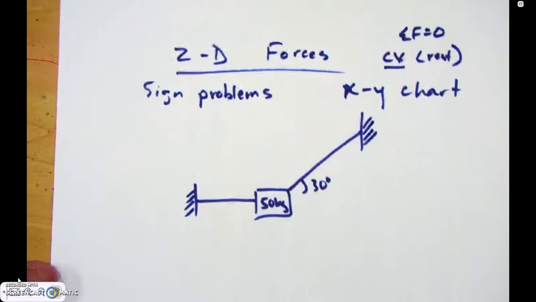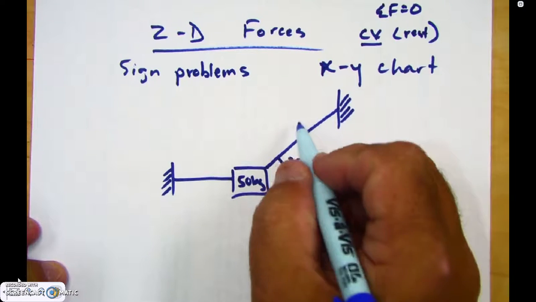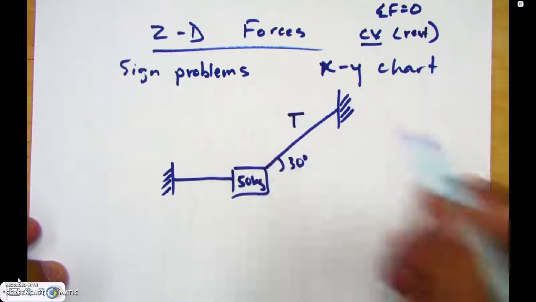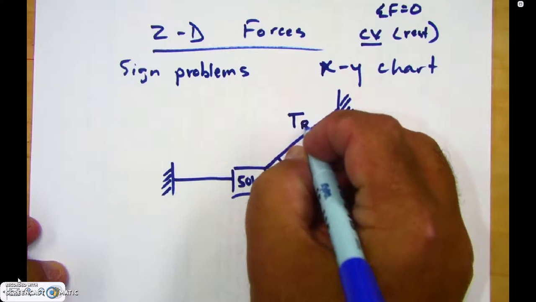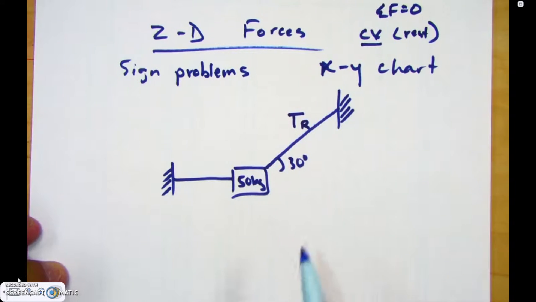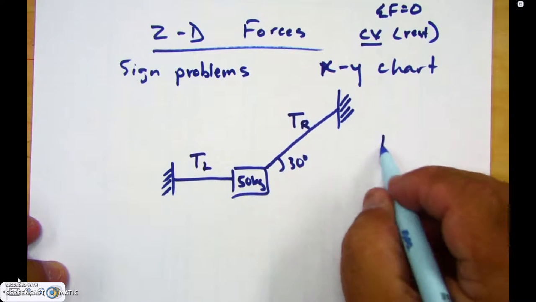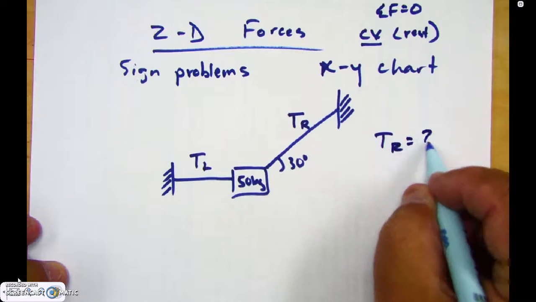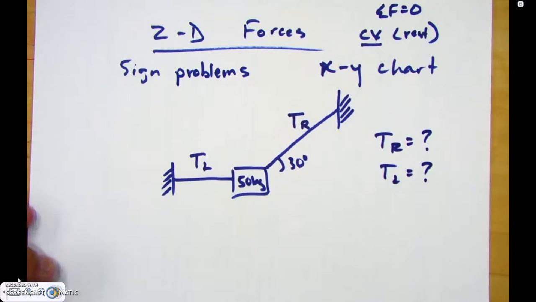So let's take a look at this sign problem. The thing I'm going to try to find is the tension in this cable. I'm going to label the tension as T. I'm going to call that TR because it's in the right direction. I will call this TL because it's in the left direction. My goal is to find out what the force is in each one of those cables.